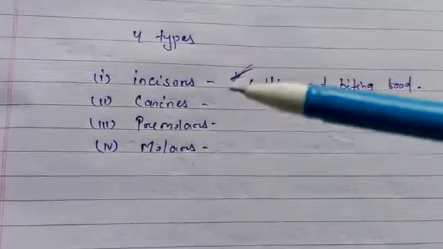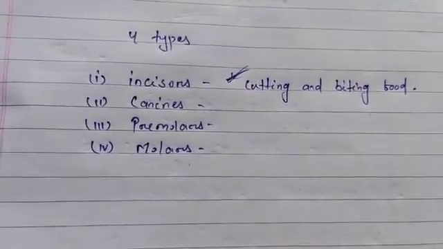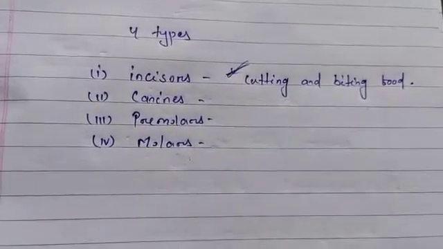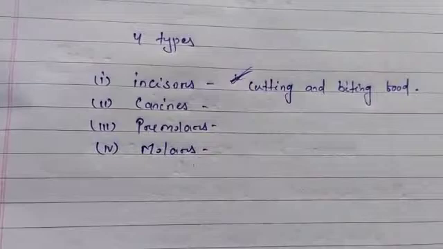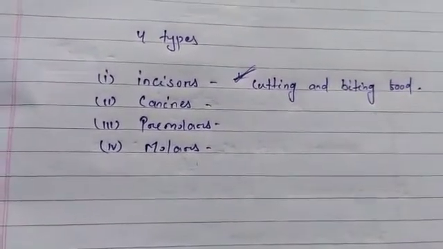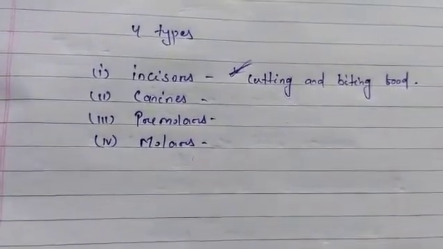Next to the incisors, the teeth which are present are known as canines. They are very pointed and sharp teeth, so they help in tearing the food. The main function of the canines is tearing the food, and there are 2 canines in each jaw. That means 2 in the upper jaw and 2 in the lower jaw.